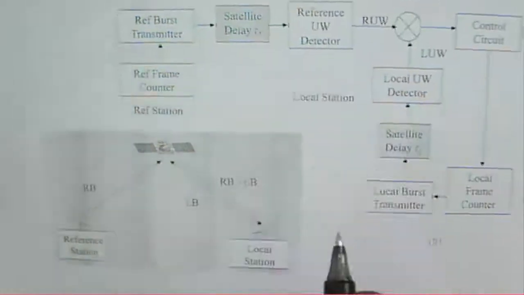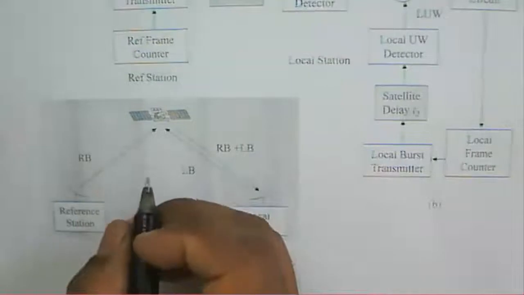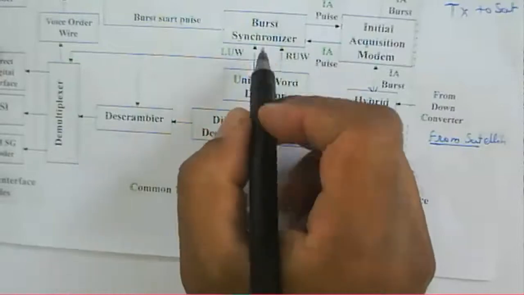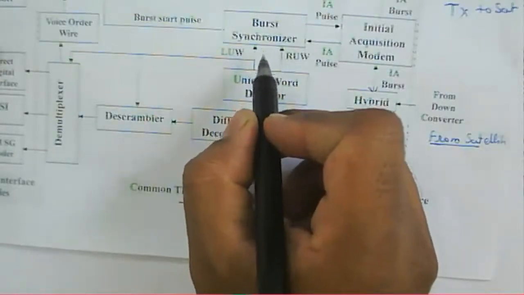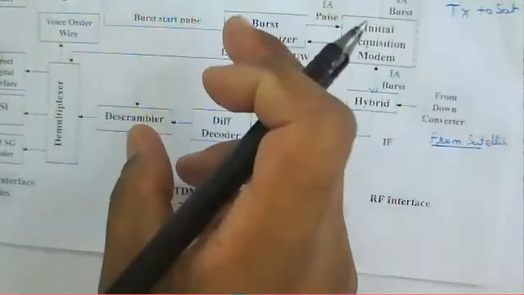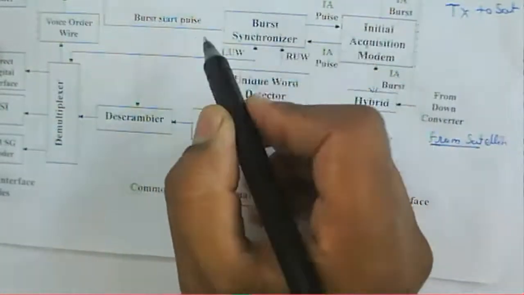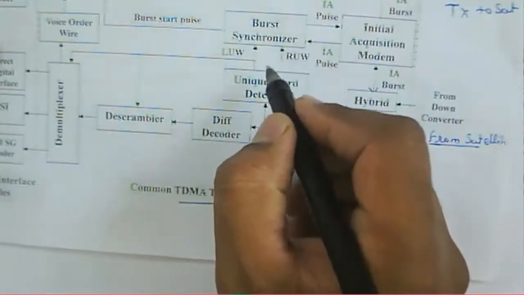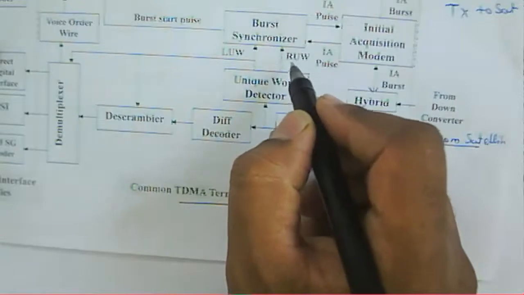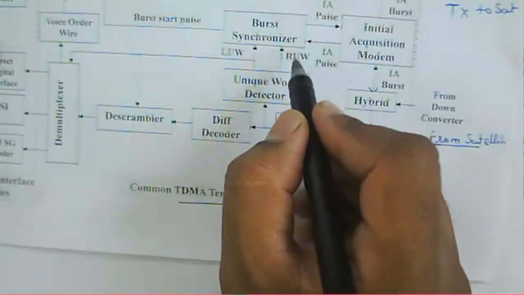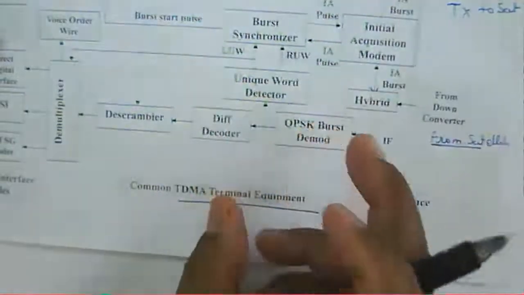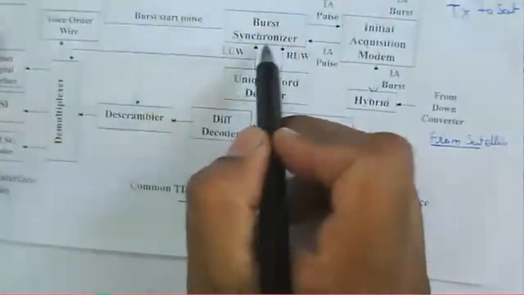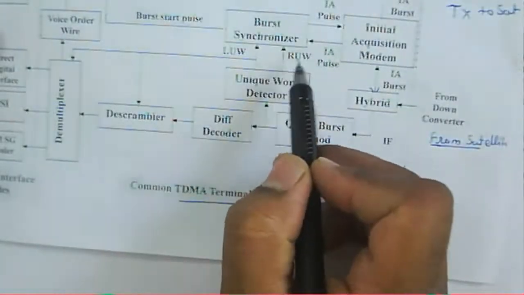And then the station will detect the local unique word, the LUW word transmitted by it in a preamble there. And through that, the position of this local unique word with respect to that RUW pulse will give the exact position of that local bus in the frame. Means this will give you the position. This synchronization will be done using this local unique word as well as the RUW pulse.